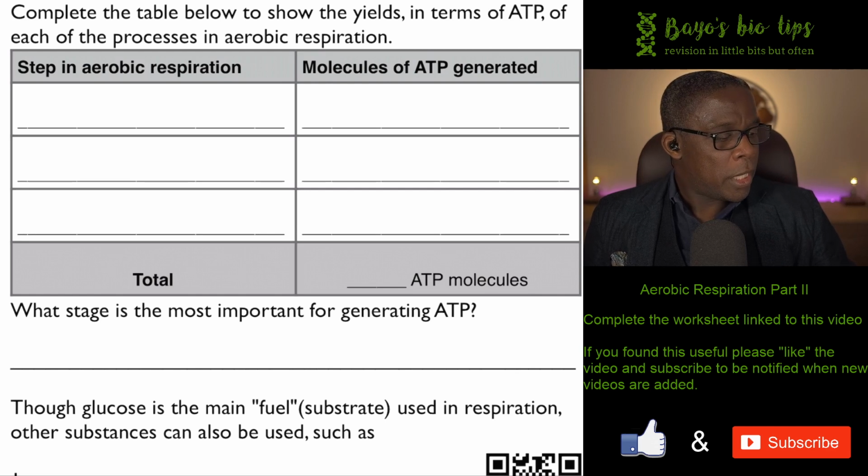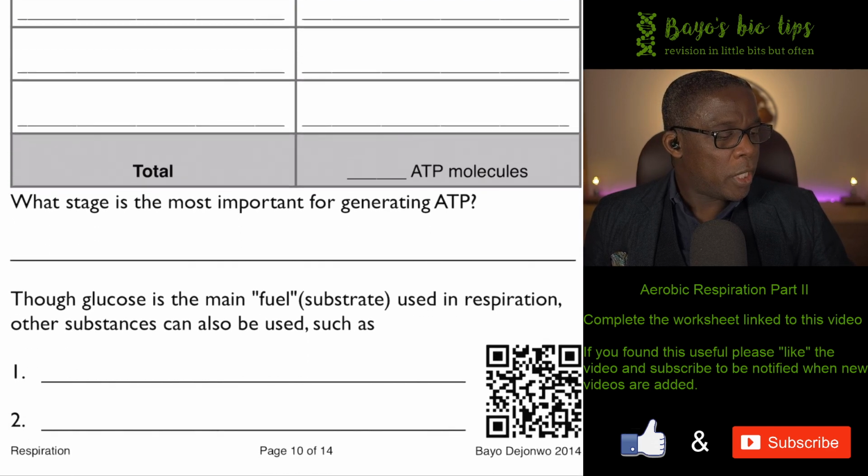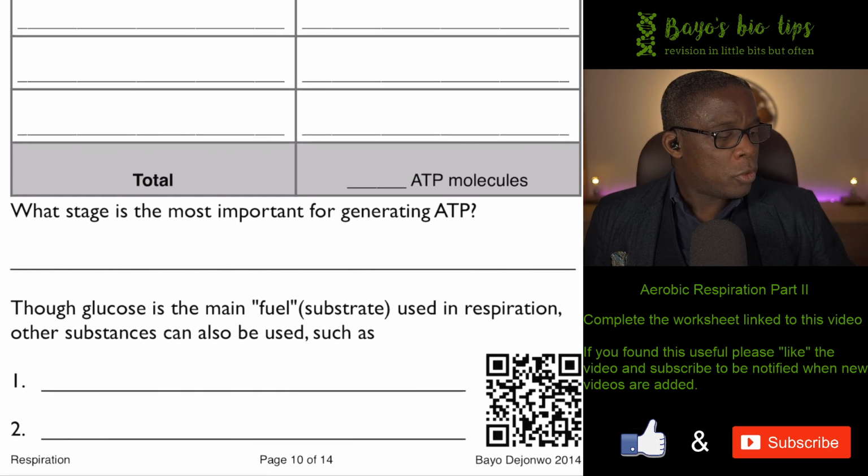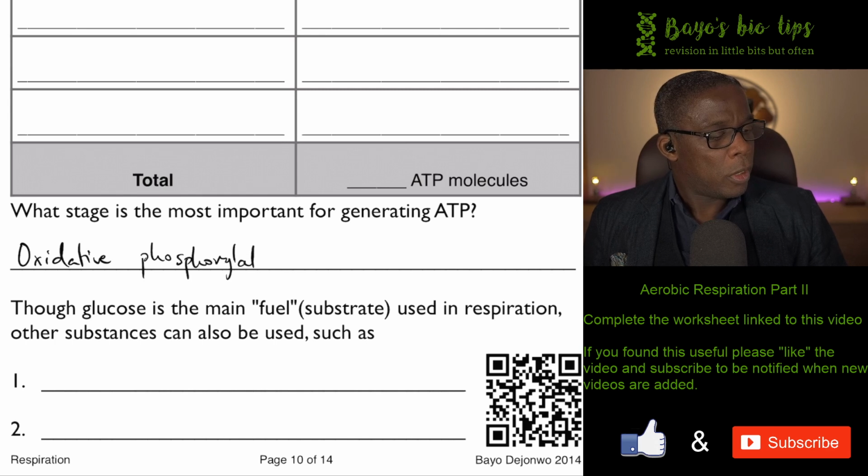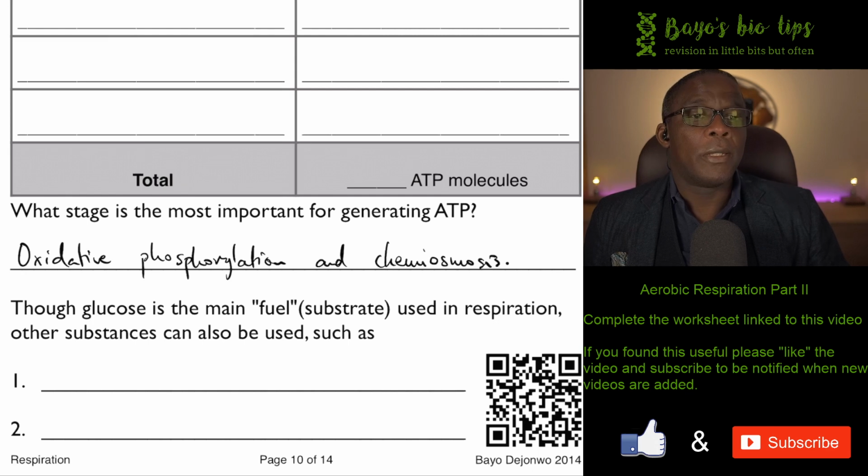So what stage is the most important for generating ATP? No matter what source you come up with, your answer will be oxidative phosphorylation and chemiosmosis. So the two coupled together.